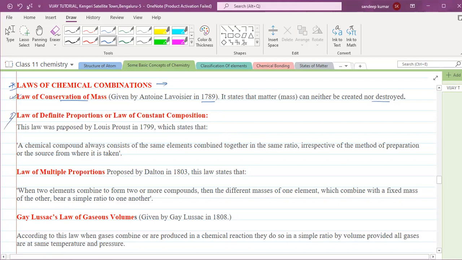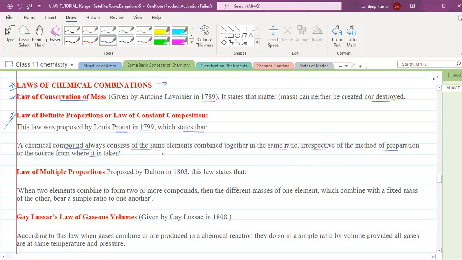The second law is the law of definite proportion, also called the law of constant composition. This law was proposed by Louis Proust in the year 1799. This law states that a chemical compound always consists of the same elements combined together in the same ratio, irrespective of the method of preparation or the source from where it is taken.